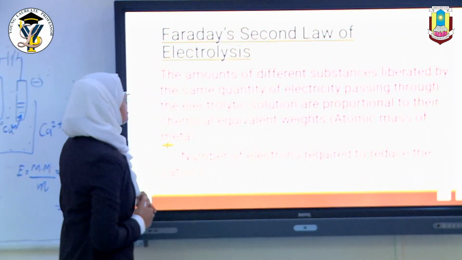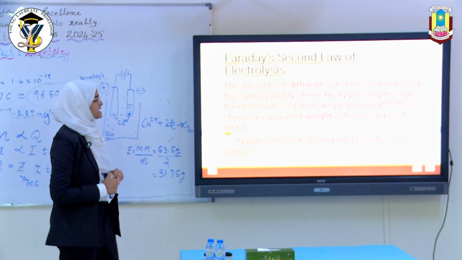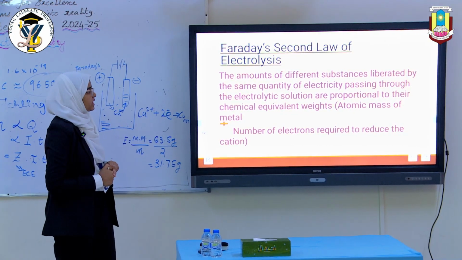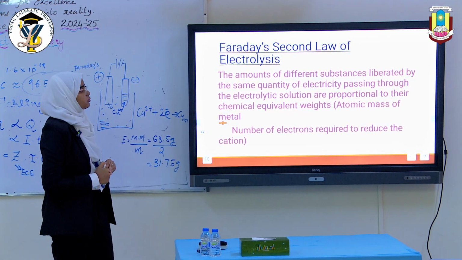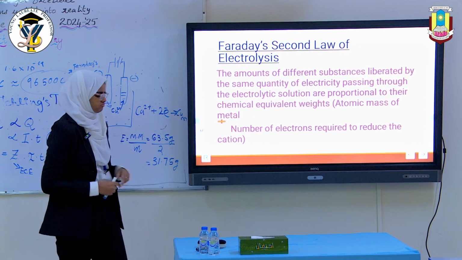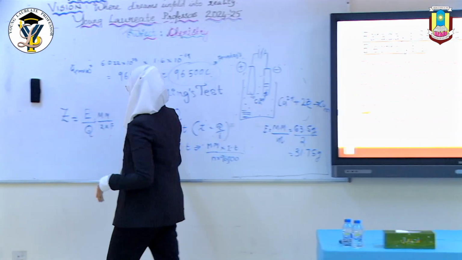It states that the amounts of different substances liberated by the same quantity of electricity passing through the electrolytic solution are proportional to the equivalent weights. What do they mean by this statement?